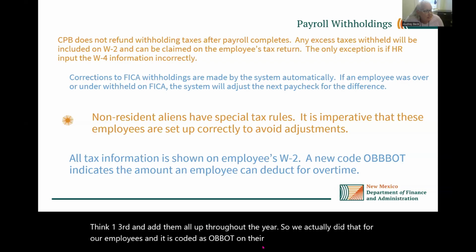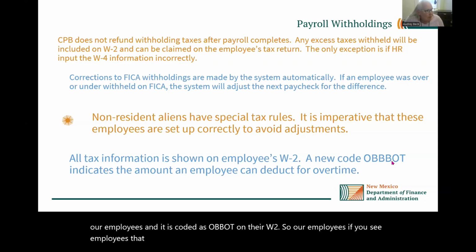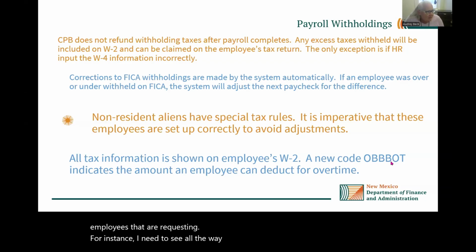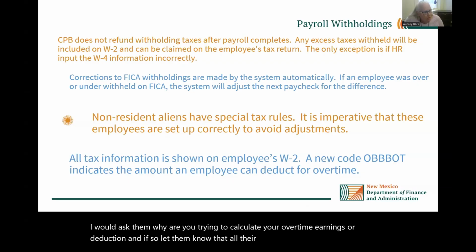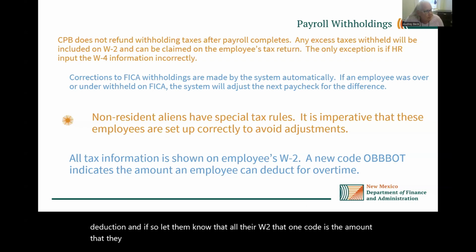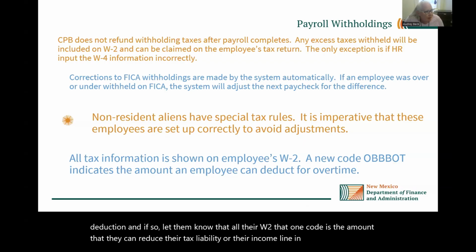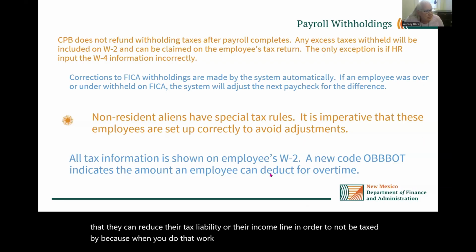So if you see employees that are requesting, for instance, I need to see all my pay stubs, I would ask them, are you trying to calculate your overtime earnings for deduction? And if so, let them know that on their W-2, that one code is the amount that they can reduce their tax liability or their income by in order to not pay taxes on it, because we did do that work for them. Thank you to the share team for that. Next slide, please.